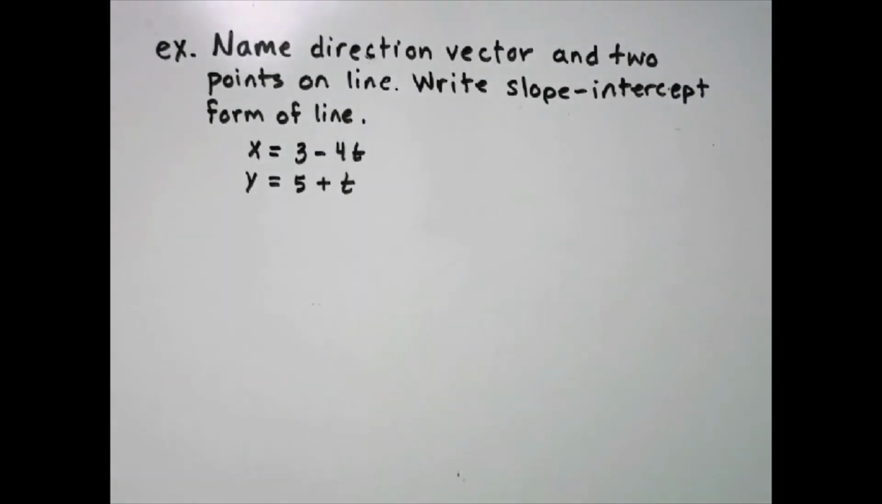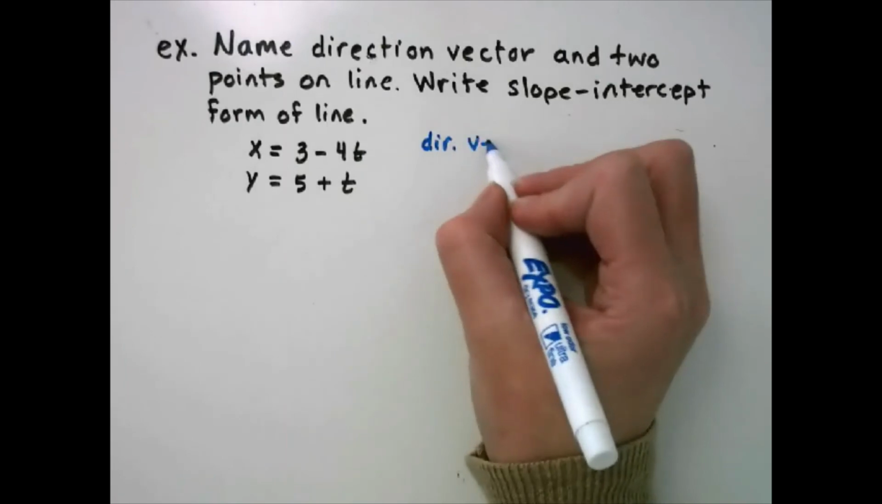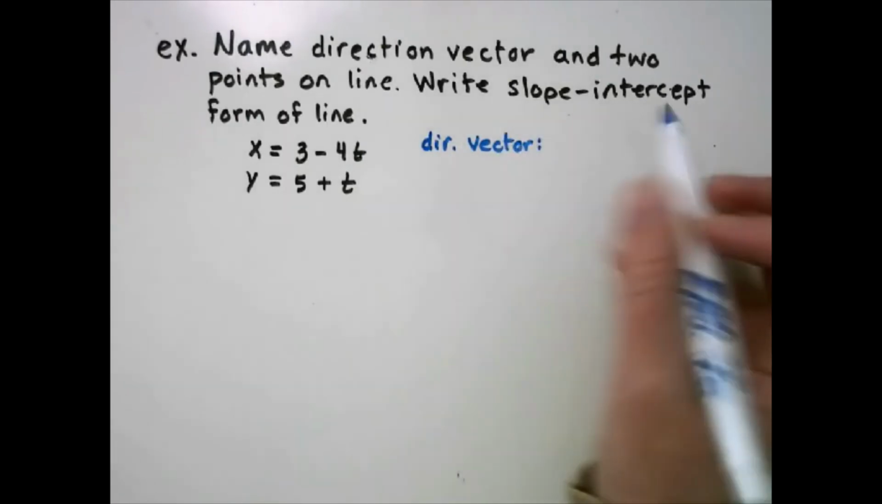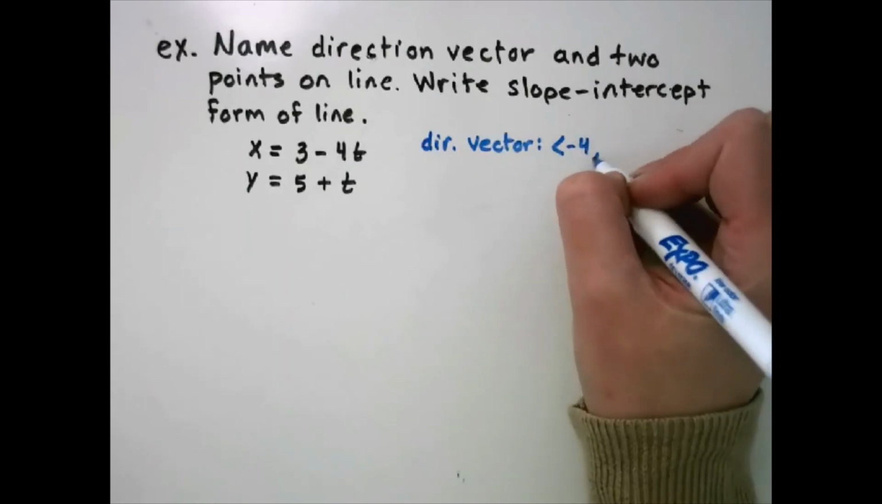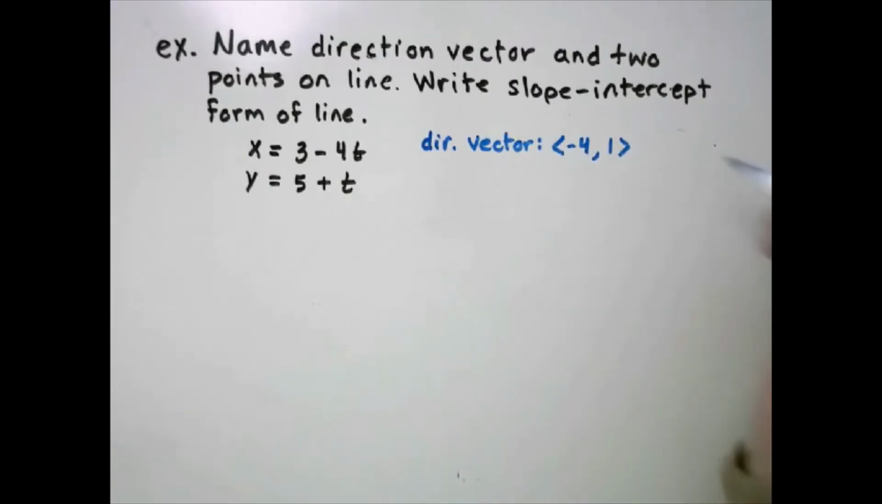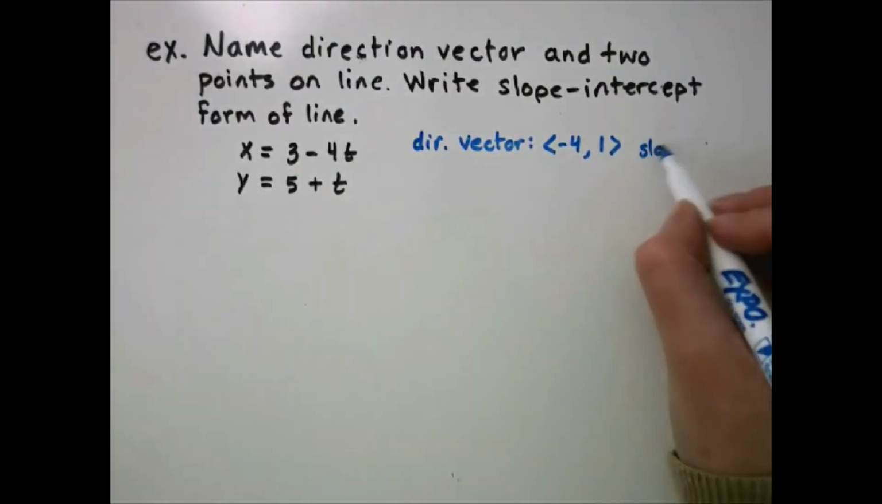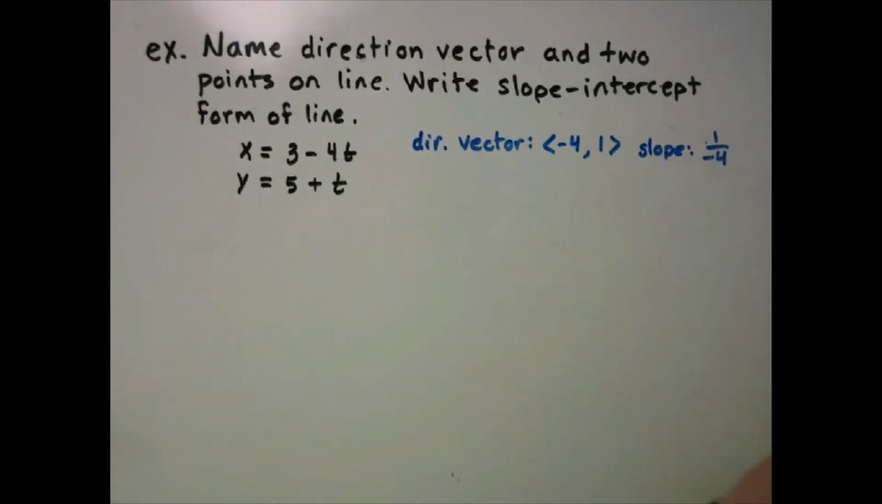Okay, we're going to name the direction vector and 2 points on the line, and we're going to write a slope-intercept form of the line. So my direction vector we're going to get from the coefficients of t. So that's going to be a negative 4, positive 1, which means my slope is 1 over negative 4.